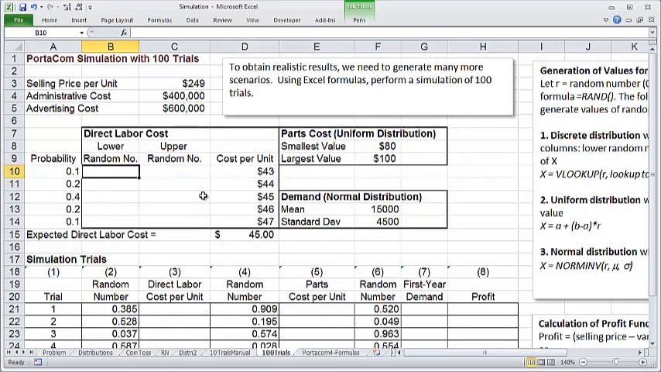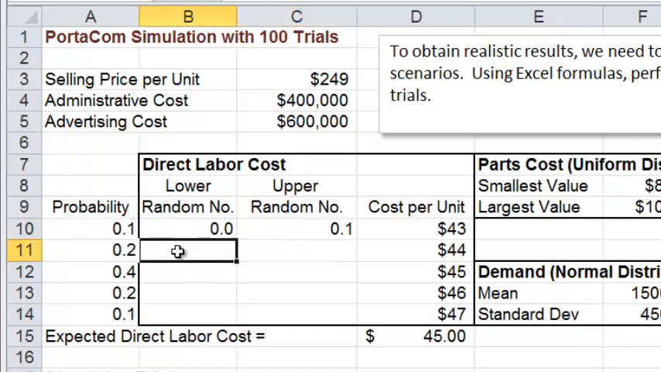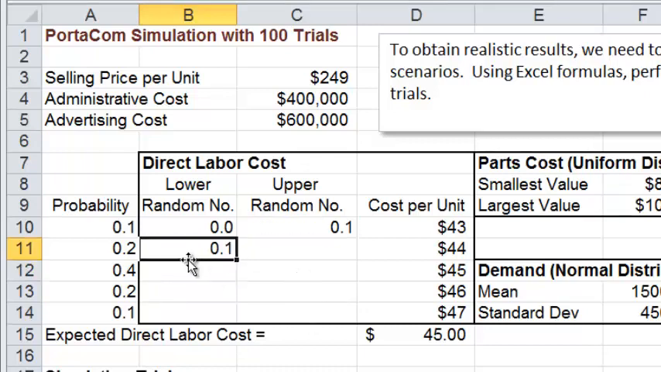Now remember that we start with a 0, and the length of the interval, that is the difference between the upper and the lower random numbers, must be the probability corresponding to the cost per unit. So here what I would do is add the probability to the lower random number to get the upper random number. Then here the lower random number starts off with the previous upper random number. Now I could copy these down to the bottom of the table.